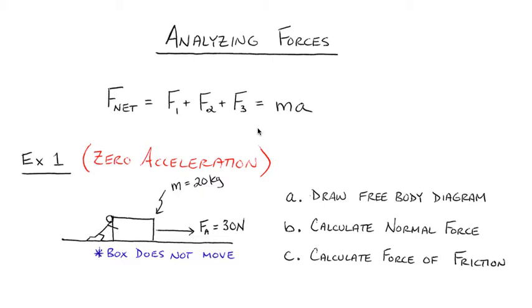I think it's going to be hard to just explain this conceptually, so let's just go through the examples and I'll add in concepts as need be. If we look at the first example, it's fairly straightforward. We have a person pushing a box. The box has a mass of 20 kilograms. If that applied force is 30 newtons and the box does not move, let's see what it looks like to draw the free body diagram.